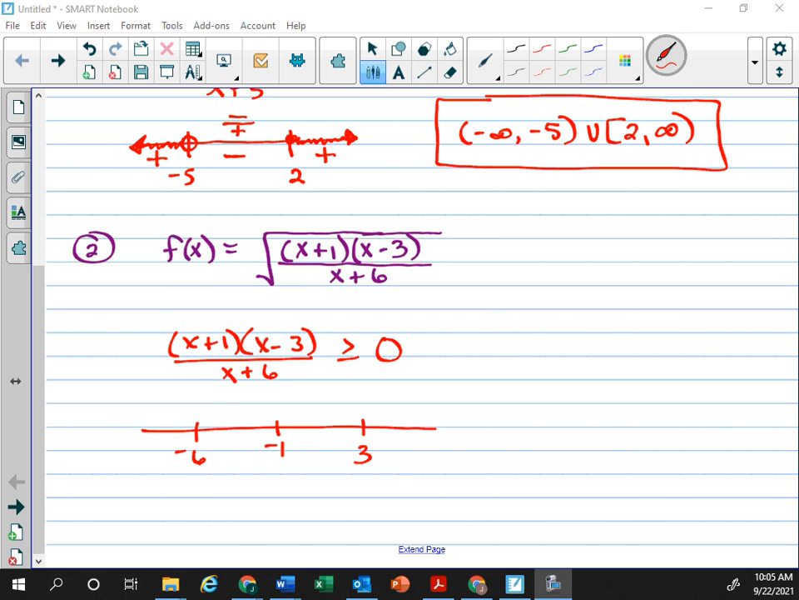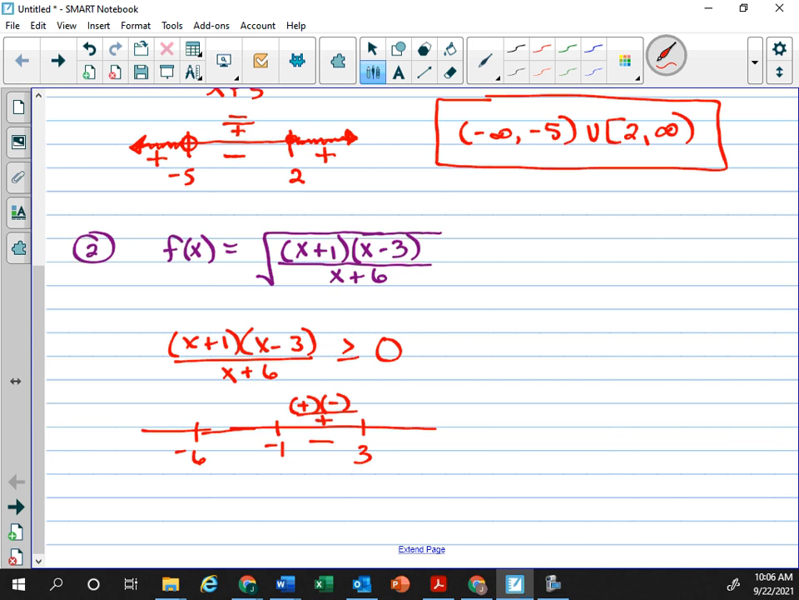Plug in 0, so 0 plus 1 is positive. 0 minus 3 is negative. 0 does not live where I'm putting them, sorry. Negative, and positive. So overall, what is that region? Negative. Again, no multiplicity. Are we good on that?